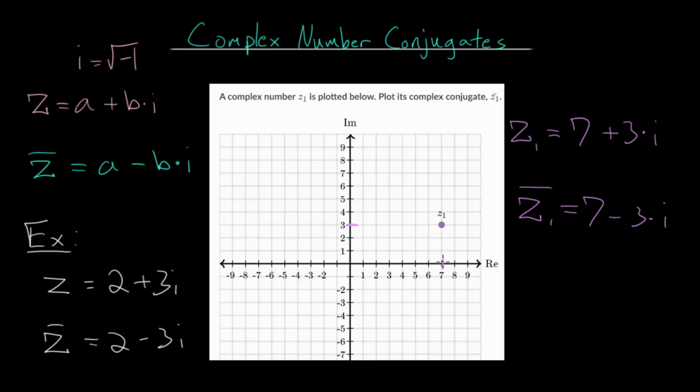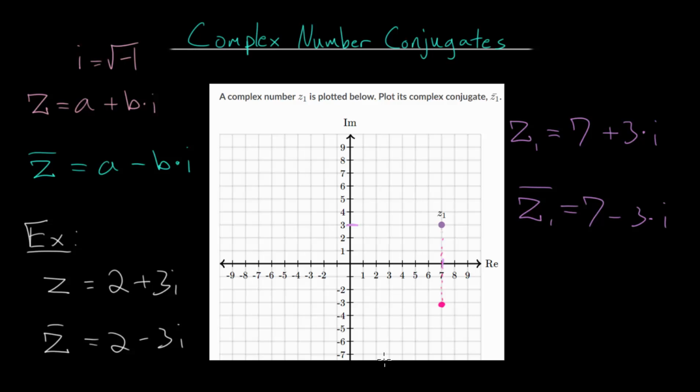It has the same real part, but now the imaginary part is negative. And you can see it's the same distance away from the real axis. Like I mentioned, it is just a reflection about that real axis. They're each 3 units away from it.